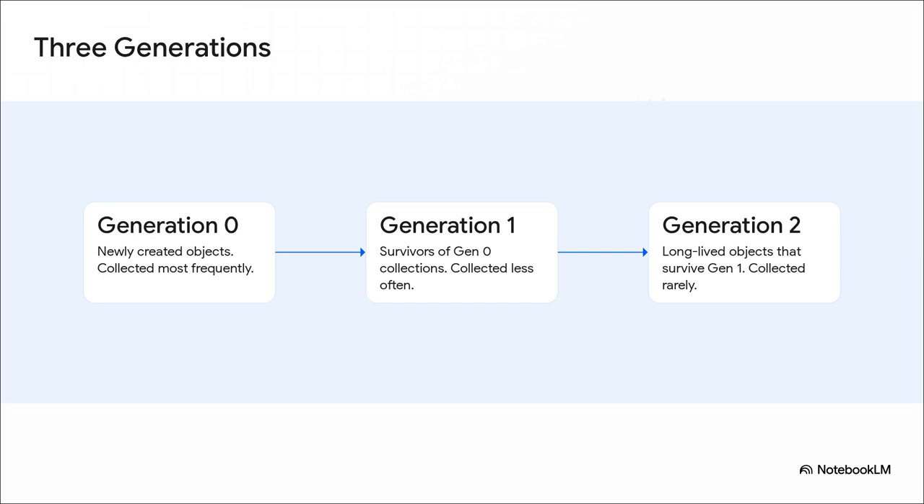It organizes all the objects into 3 generations. Think of generation 0 as your kitchen recycling bin. It fills up fast with new stuff, so you empty it all the time. Now, anything that survives a few of those cleanups gets promoted to generation 1. That's kind of like your curbside bin, which gets collected less often. And the really rare objects that survive even that move to generation 2. That's like long-term storage that's almost never checked. It's a super efficient tiered system.